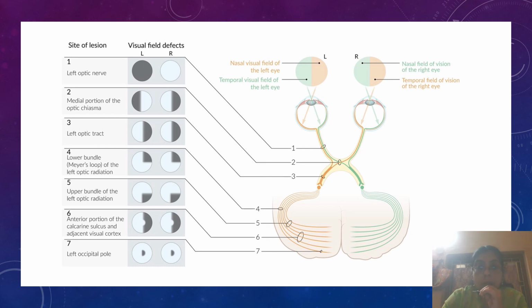As a result, the transection of Meyer's loop will cause contralateral upper quadrantanopia. So we can see here on the left side there is damage to Meyer's loop, so there will be contralateral upper quadrantanopia.